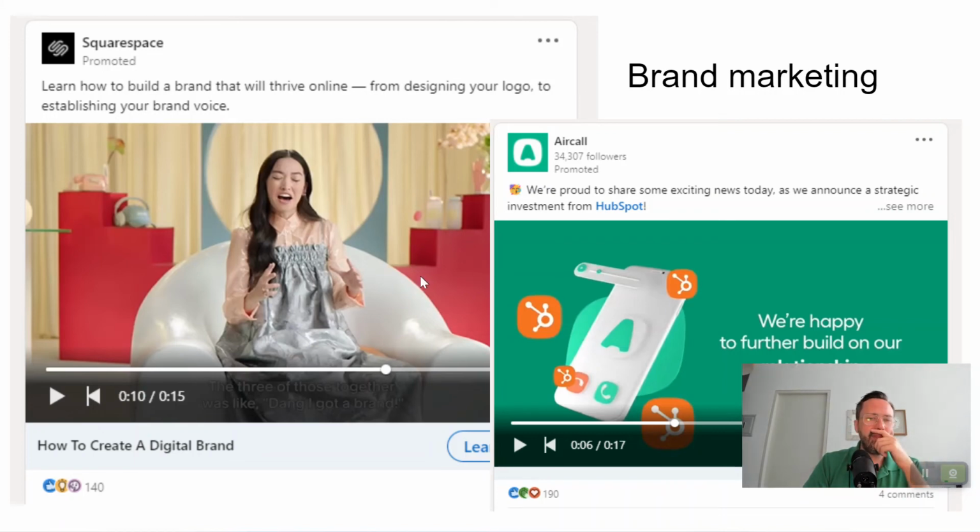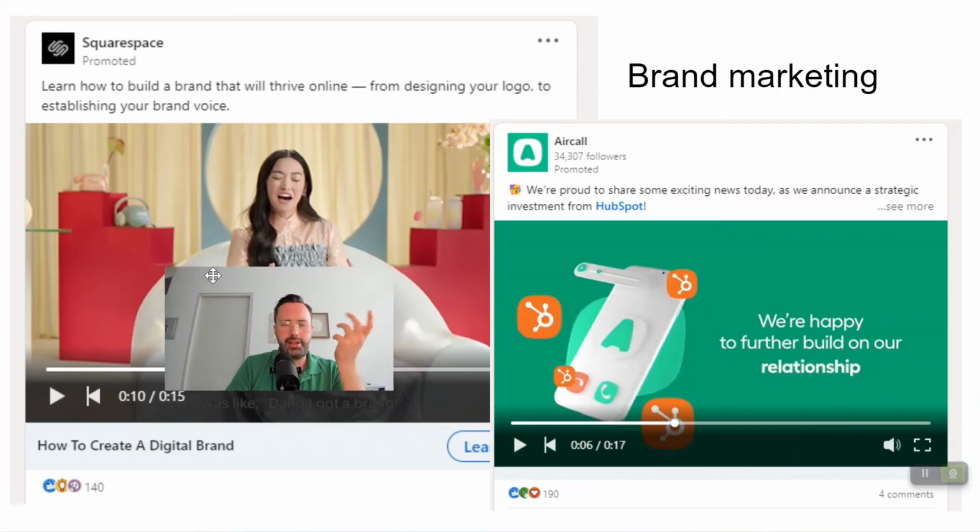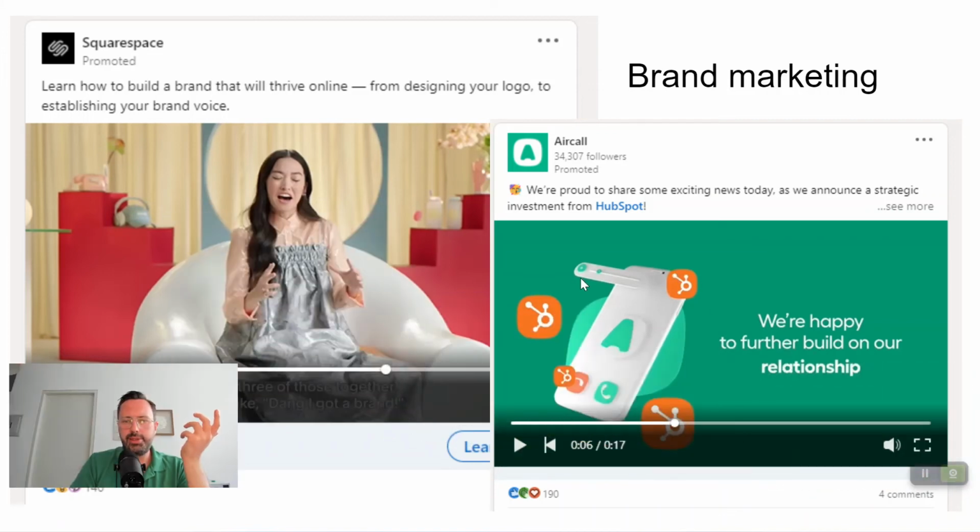And it's kind of creating the personality of Squarespace rather than just the rationality of why you need to sign up with them now. Similarly here with Aircall, we're seeing heavy emphasis on the brand and the brand colors. And basically this entire ad is just about promoting their investment from HubSpot to establish the leadership position, the credibility of the Aircall brand, and not trying to get you to sign up for anything. It's just delivering this message that we're aligned with HubSpot. Great case of brand marketing.